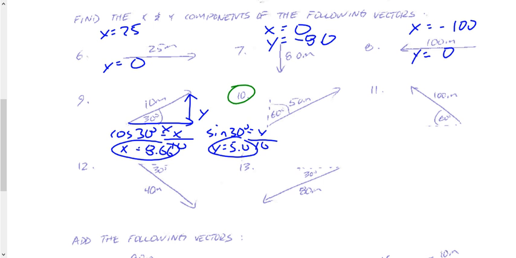How many people got that? Good. We did number 10. Let's take a look at number 11. Don't like funny angles here any more than I liked it before. Got 60 degrees. Let's draw a triangle with the arrows.